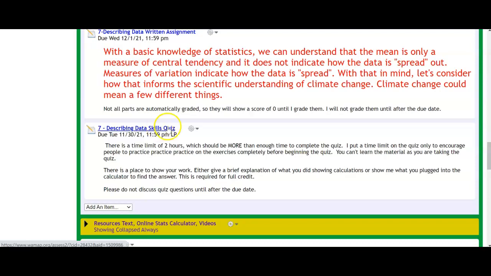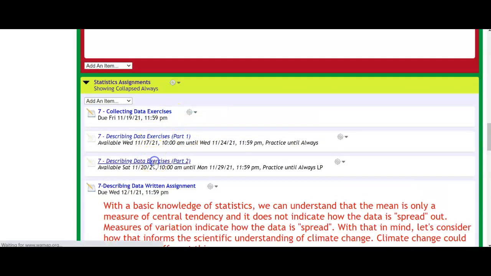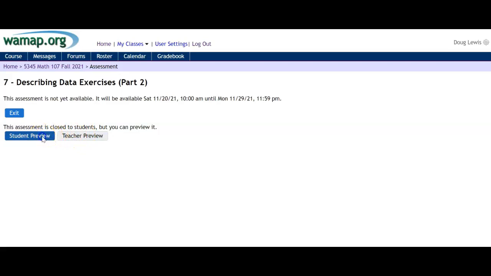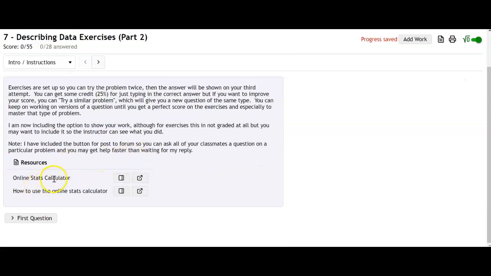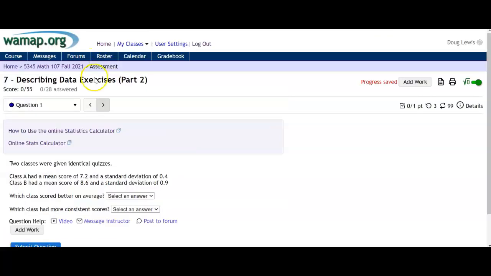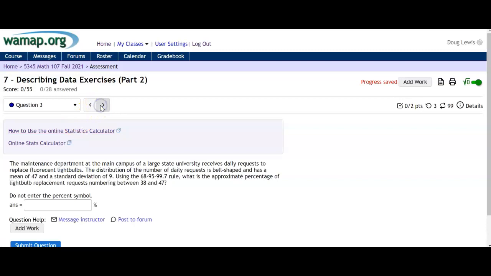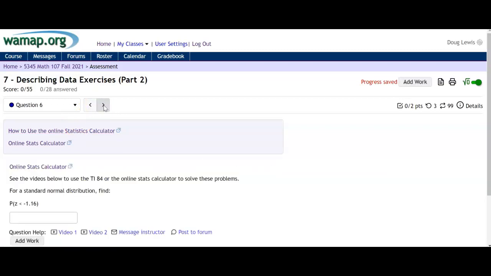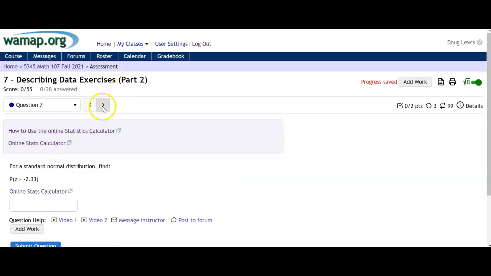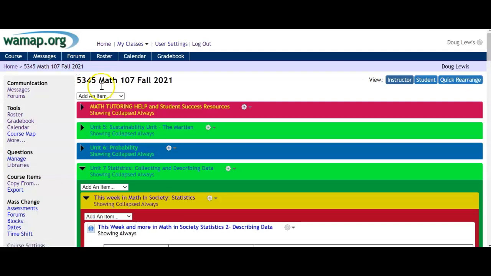By the way, I'll just open up the exercises here. On these 3rd set of exercises, I want you to see that when you go through these, there's an online stats calculator. There's also a video on how to use the stats calculator. So you click here. Here's the first problem, and you see there's the video and there's the calculator. On every question you'll have that available. The same on the quiz. The online stats calculator will be available for every problem, and there's going to be videos on how to use that online stats calculator for each of those problems as well.